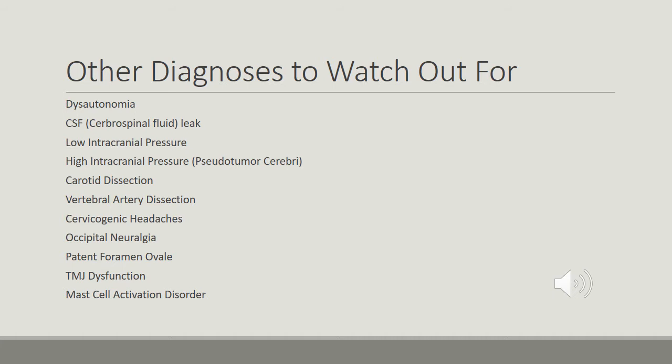So it's important to understand that no matter what, if you're showing signs of dysautonomia, you work on that to see if you can calm that down as well. But there are similar things that pop up, which we'll talk about.